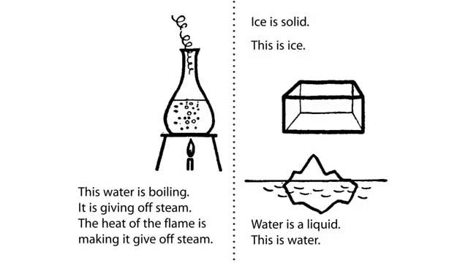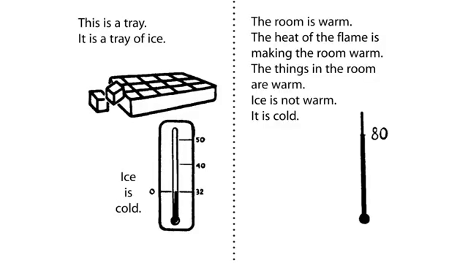This water is boiling. It is giving off steam. The heat of the flame is making it give off steam. Ice is solid. This is ice. Water is a liquid. This is water. This is a tray. It is a tray of ice. Ice is cold. The room is warm. The heat of the flame is making the room warm. The things in the room are warm. Ice is not warm. It is cold.